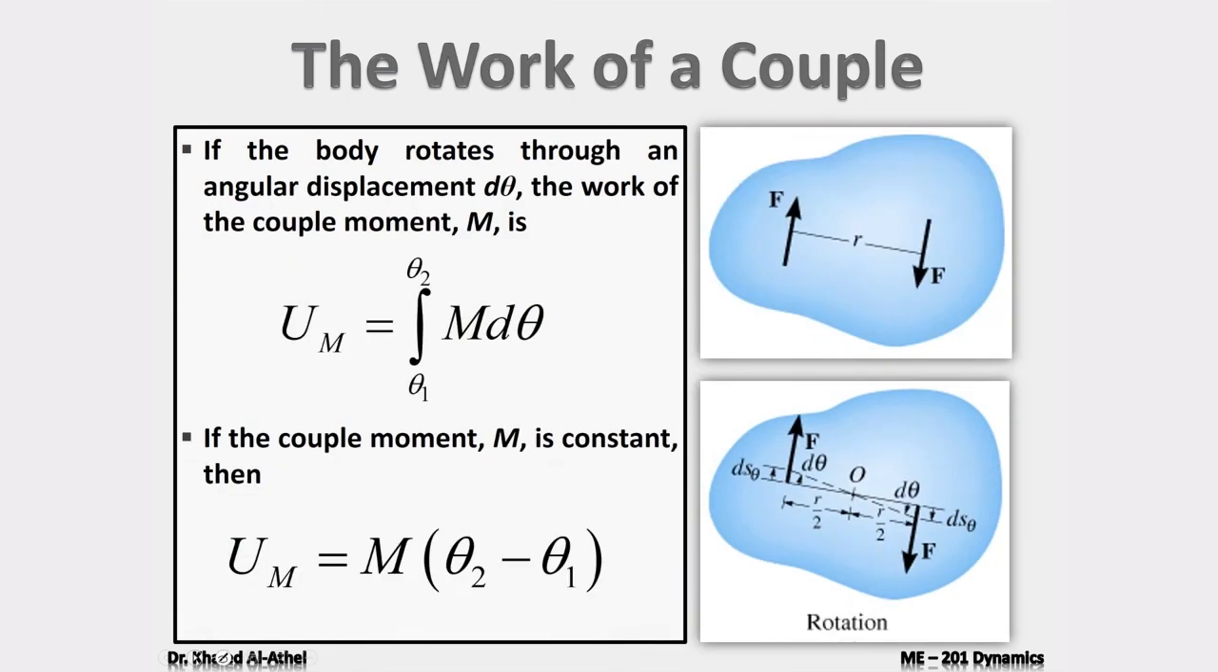So if the body rotates through an angular displacement d theta, as shown in the figure at the bottom, then the work of the couple moment, I can do the integration similar to the work done by a force. Instead of the integral of S1 to S2, it's going to be the integral from theta 1 to theta 2 of M d theta. If the couple moment is constant, does not change with theta, then you get a constant expression. So it's going to be M multiplied by theta 2 minus theta 1, which we've done the same for a constant force acting on the body.